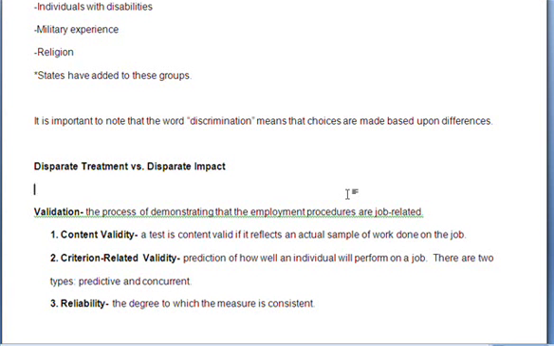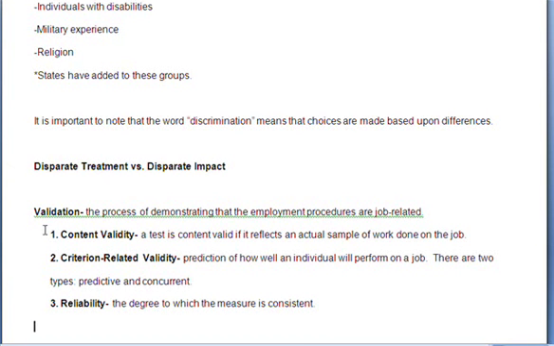Well, that brings us to this next point here, and that is, so how do we determine if something is job related? If the Griggs versus Duke Power case says, look, something must be job related, then how do we do that? Well, we do that through a process called validation. Validation is all about showing that a job requirement is job related.